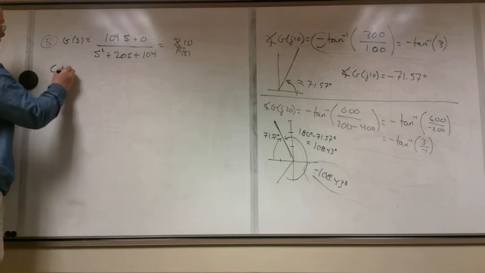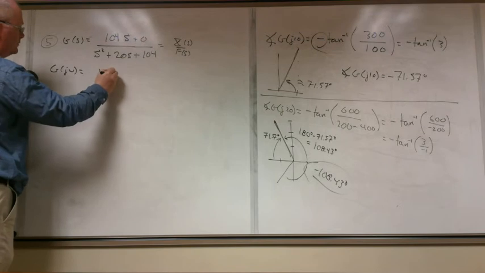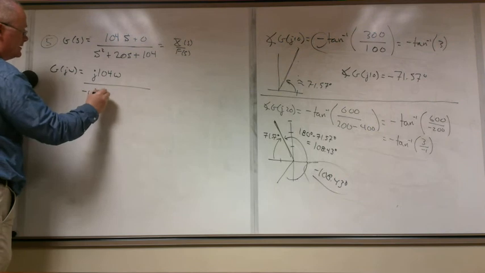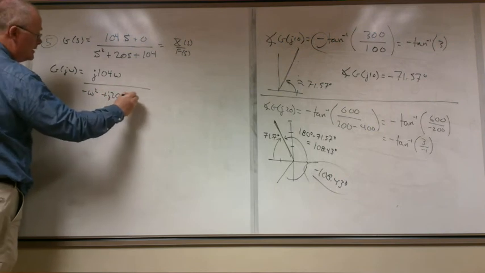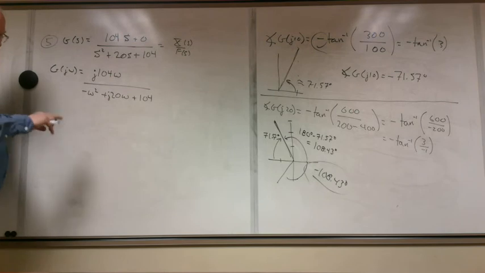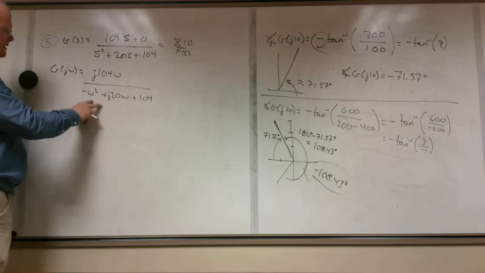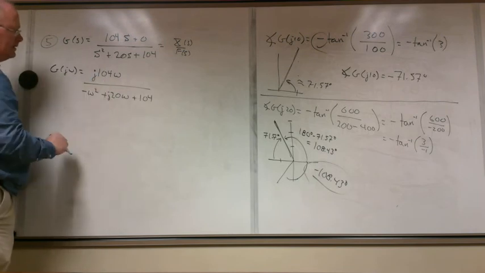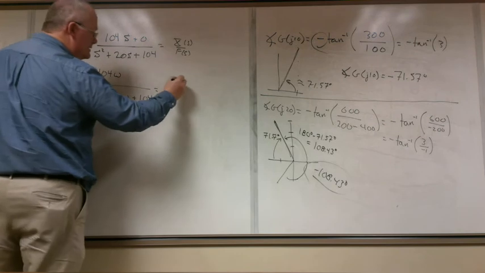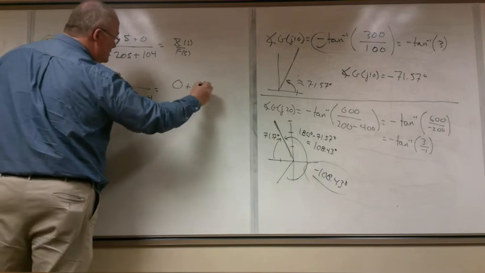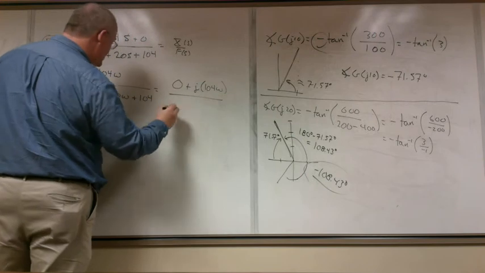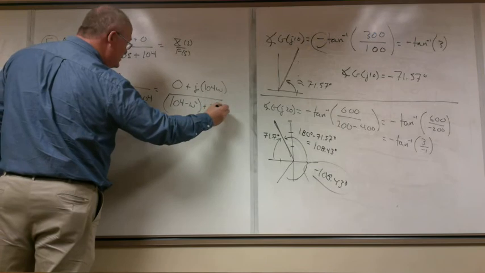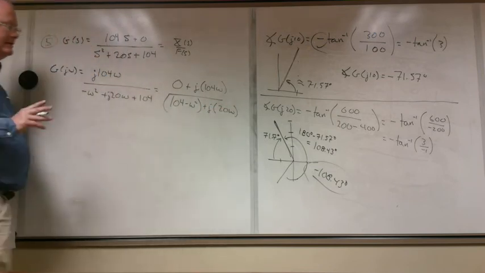Anyways, G of s is equal to all this fun stuff. So G of j omega is equal to 104 omega j times 104 omega over negative omega squared plus j times 20 omega plus 104. Yes, I'm kind of jumping ahead a little bit on some of these things. I implemented my j omega here, and there, and there, relatively in the numerator. And so we can actually express this as 0 plus j times 104 omega divided by 104 minus omega squared plus j times 20 omega.